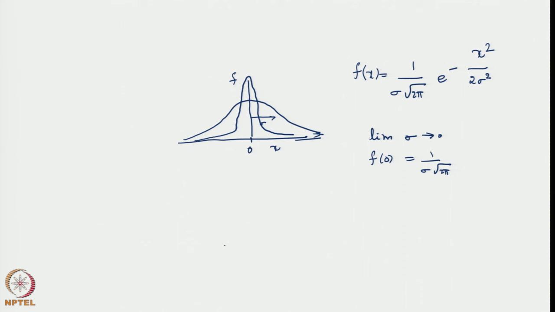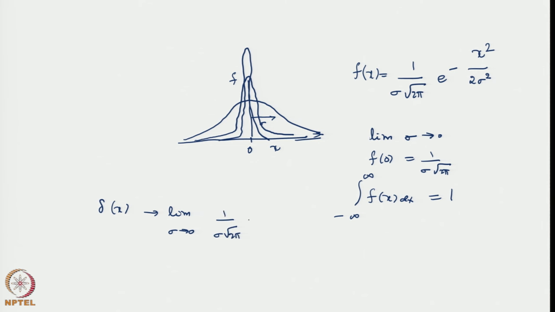Since Gaussian always conserves its area, because the integral of f(x) dx from minus infinity to infinity is 1, as we continue to decrease sigma, the curve will go on becoming sharper and sharper, more and more peaked, still conserving its area every time, thereby tending to the delta function that we saw in the case of a rectangle. Hence, another representation of a delta function is the limit sigma tends to 0 of a Gaussian distribution, that is 1 by sigma root 2 pi e to the power minus x square by 2 sigma square.